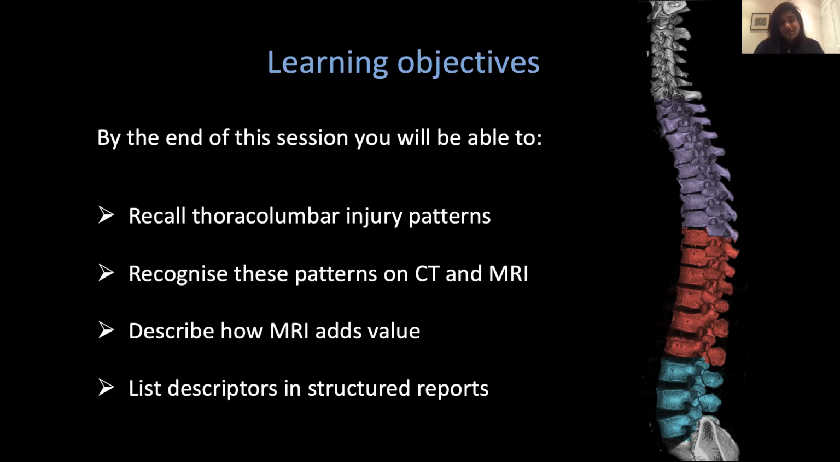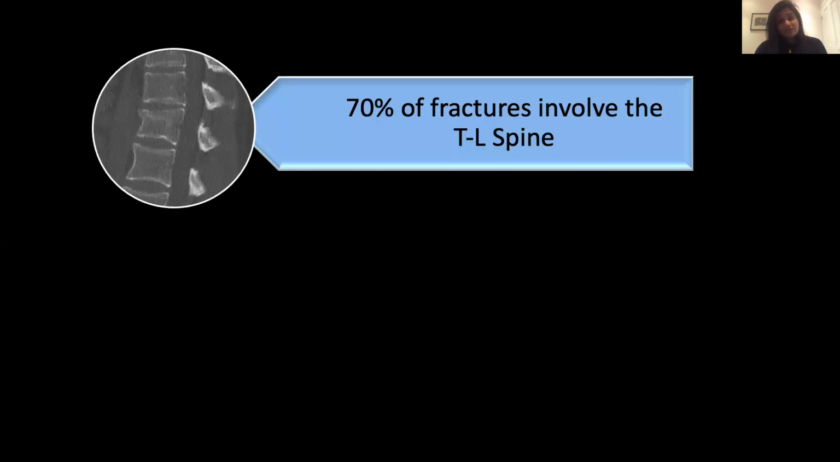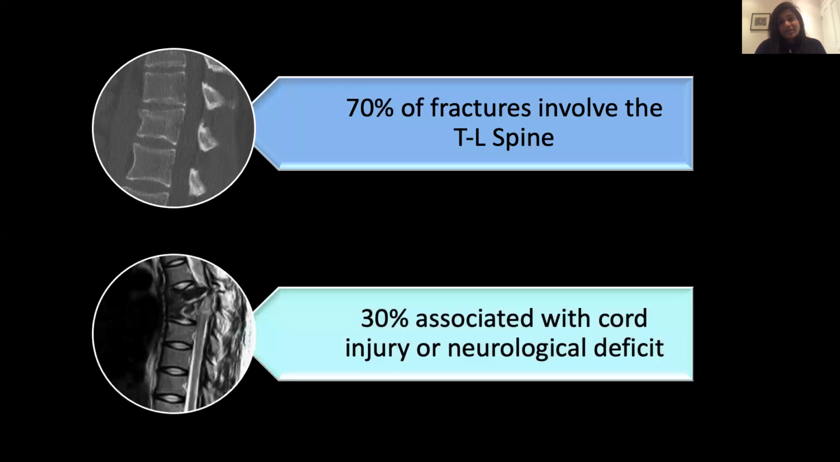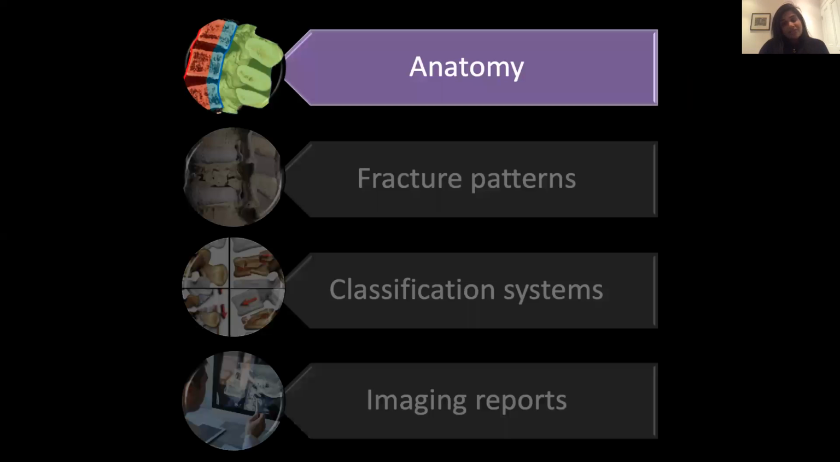So the reason that learning about thoracolumbar trauma is important is because 70% of all vertebral column fractures will involve the thoracolumbar spine. So these are common, and they often don't occur in isolation. They're often multiple injuries. And not an insignificant proportion of these cases will be associated with significant neural injury. So let's have a look at the anatomy and how that impacts upon patterns.